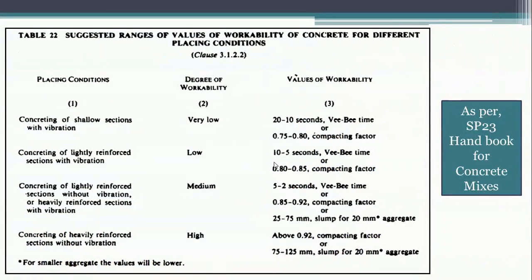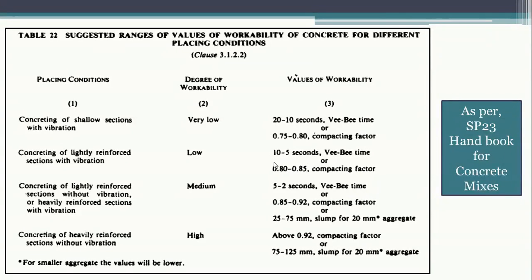Next, very important, this we have not done in the previous three problems, because in those problems they directly gave the slump value, and based on the slump value we calculated the water content. But here they have given the compaction factor. This table is taken from the SP 23 codebook, the handbook for concrete mixes.